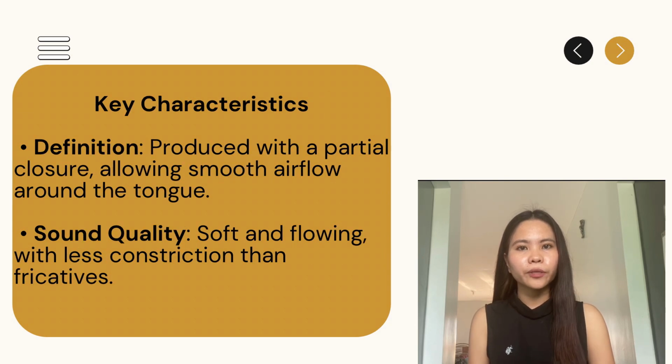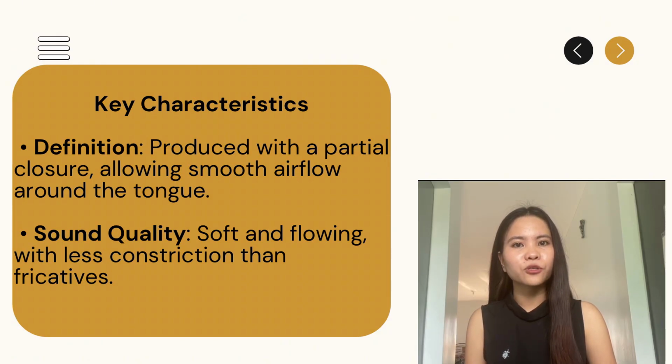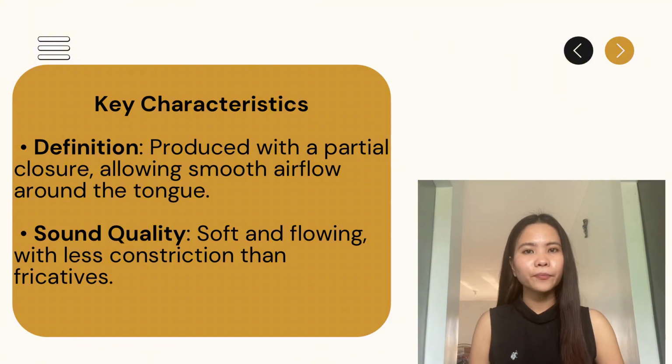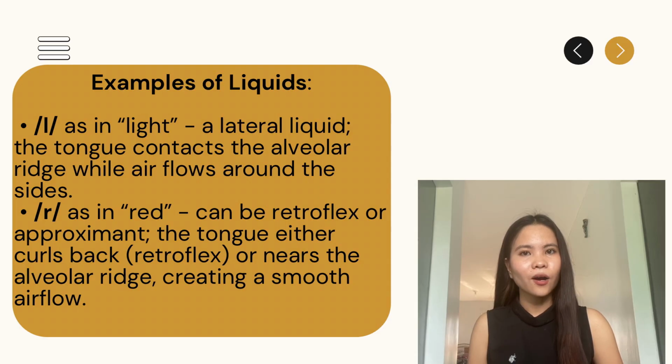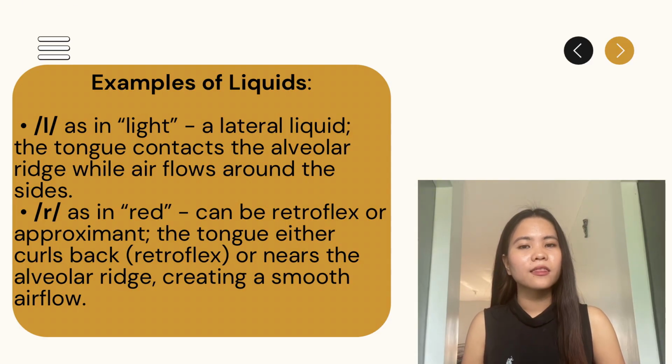Liquids are produced with a partial closure in the vocal tract, but unlike fricatives, the airflow is smooth and unobstructed enough to flow around the tongue. Liquids have less constriction, giving them a soft, flowing sound. Examples: "l," as in light, called a lateral liquid. The tongue makes contact with the alveolar ridge, but the sides of the tongue remain open, allowing air to flow around it.